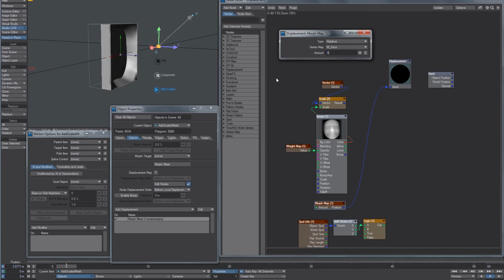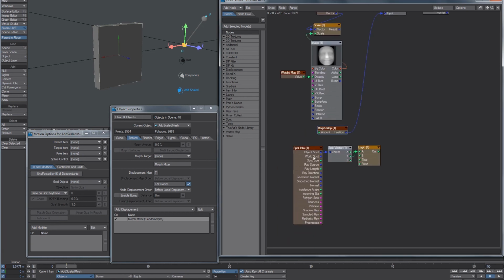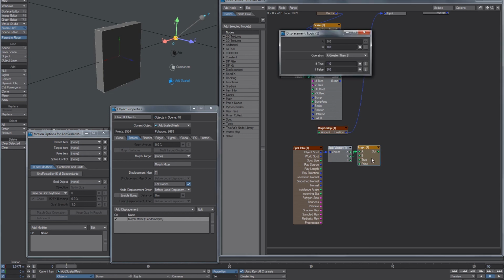And again, since this is the node editor, it means that I can, for example, have things driving the amount of this morph. I can, for example, have this spot info node that will give me the point positions relative to the object space, to this mesh space. And I can check the y-axis, for example, and say that if the y-axis value is greater than 0, I want the morph map to be at its full force. Otherwise, I want to kill it.